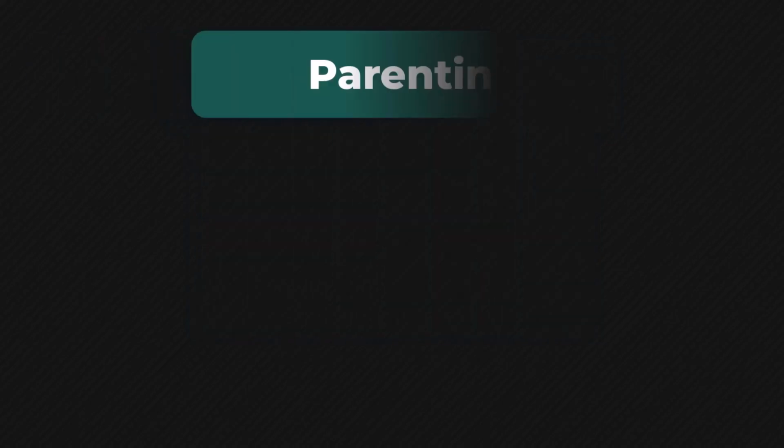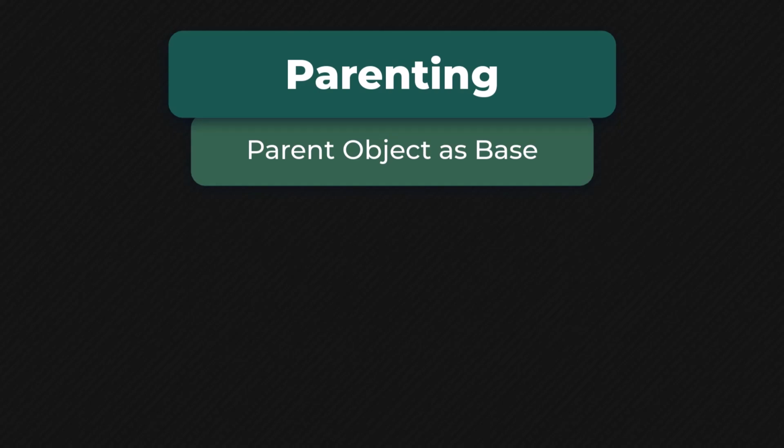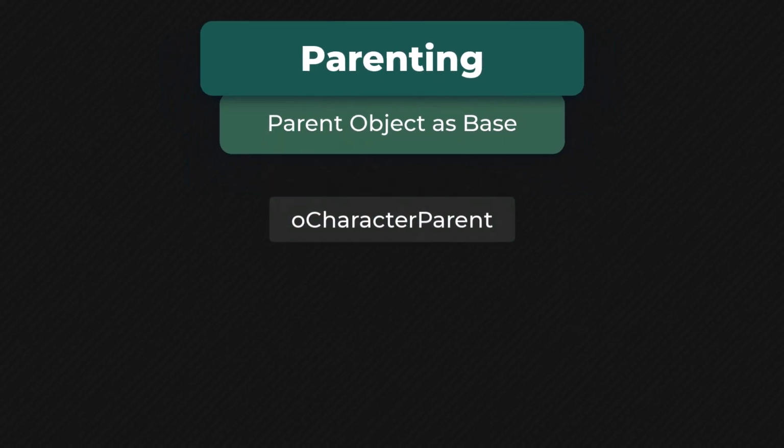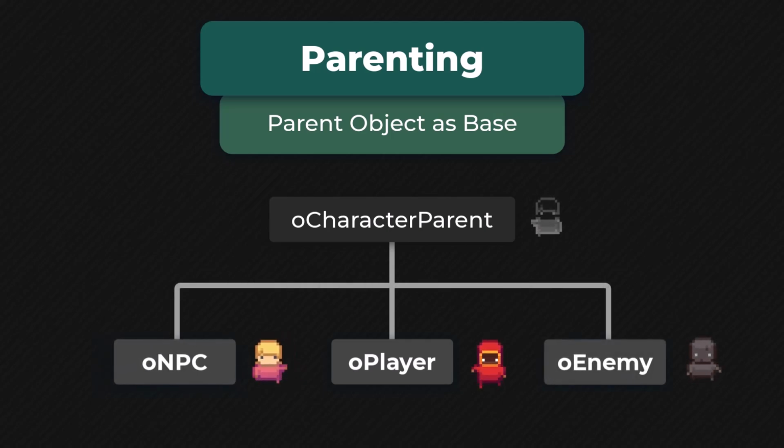Now let's first talk about what parenting is. A parent object is used as a base for an object. So let's say we create a character parent object. This will have all the code that's required for a character to move and animate. Now since this is a parent, it means that other objects can be its children so that they behave in the same way. For example, you can have the player as a child of the character parent. So the player will now move around and animate according to its unique properties. You can then create NPCs and enemies which also move around because of the character parent.